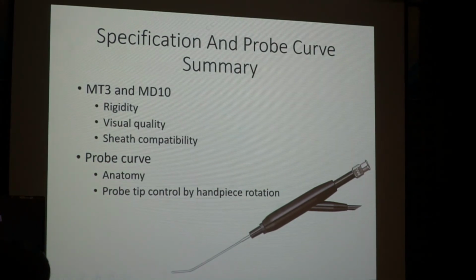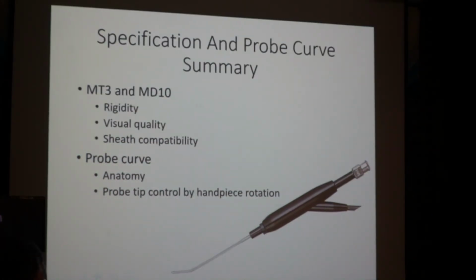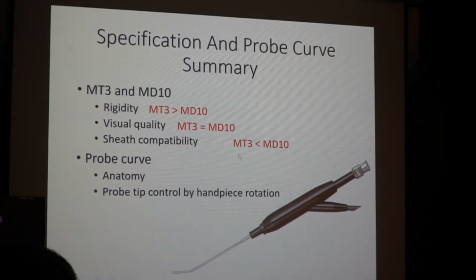So I can summarize this section like this: MD3 and MD10. About rigidity, MD3 is better. Visual quality is not so different. Sheath compatibility is much better in the MD10, so I use MD10 in SEP and SGI. And I talked about probe curve. Probe curve is very important from a point of view of anatomy and handpiece control.